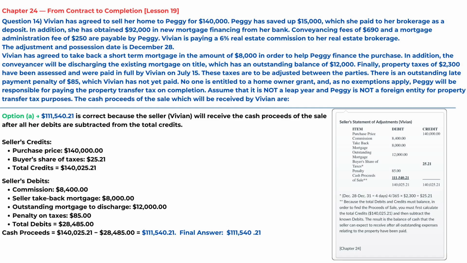No one is entitled to a homeowner grant, and, as no exemptions apply, Peggy will be responsible for paying the property transfer tax on completion. Assume that it is not a leap year, and Peggy is not a foreign entity for property transfer tax purposes. The cash proceeds of the sale, which will be received by Vivian, are option A.